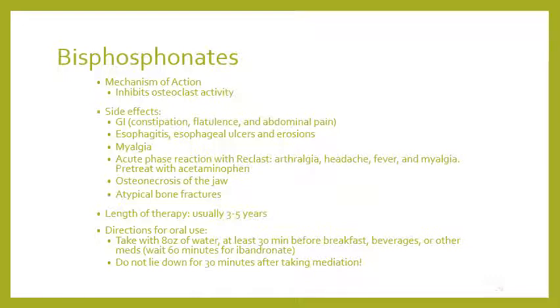The second therapy that we'll talk about for osteoporosis is bisphosphonates. These work by inhibiting osteoclast activity. They can come with many different side effects, including GI effects such as constipation, flatulence, and abdominal pain. There is a risk for esophagitis and esophageal ulcers and erosions.